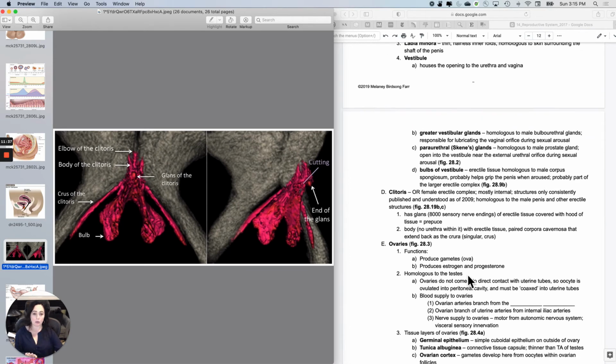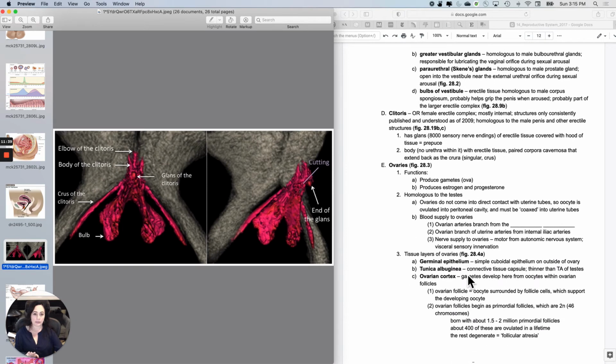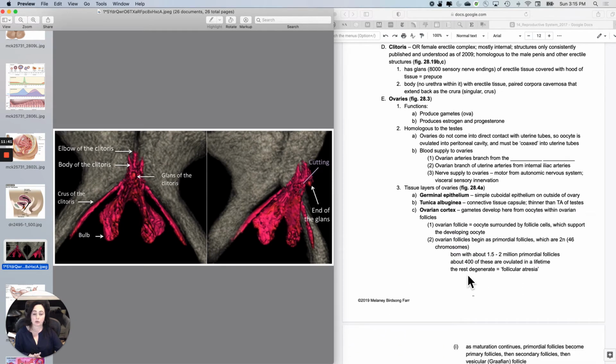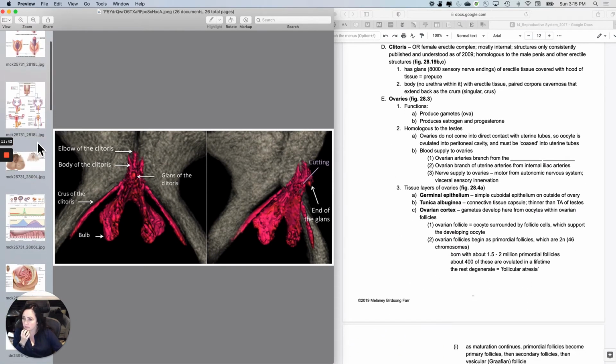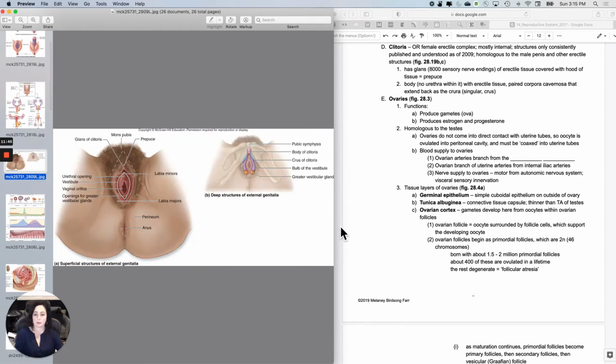But now I want to talk about the clitoris specifically. So the clitoris is much more complex than people usually think it is. First off, a lot of times when people are talking about the clitoris, it's too narrow, so they broaden it and say the female erectile complex, the female erectile complex.